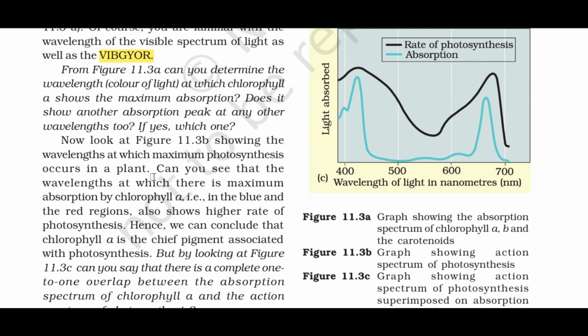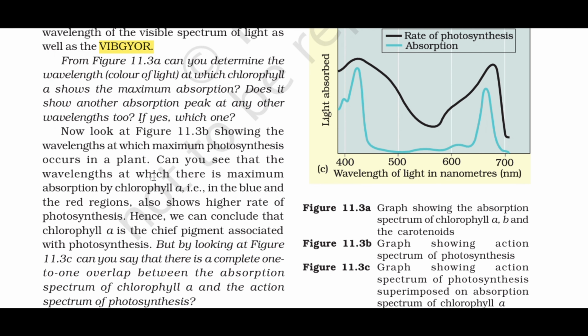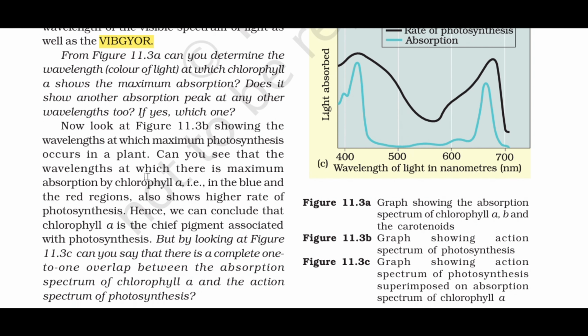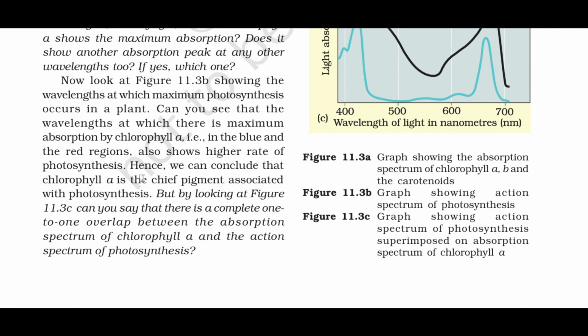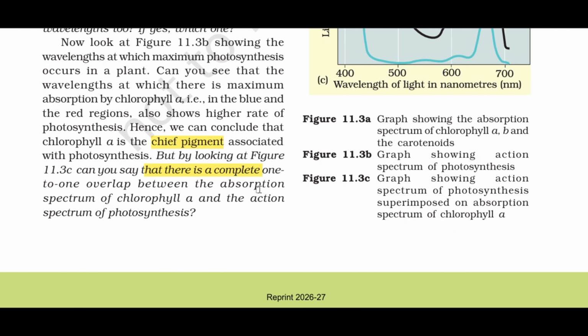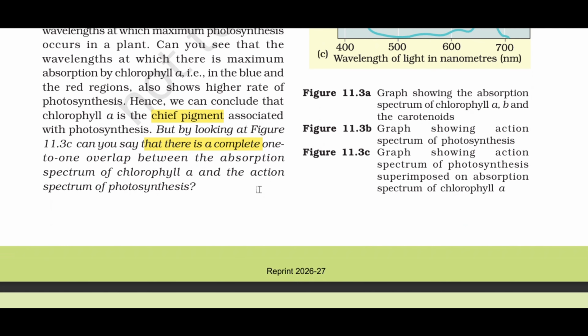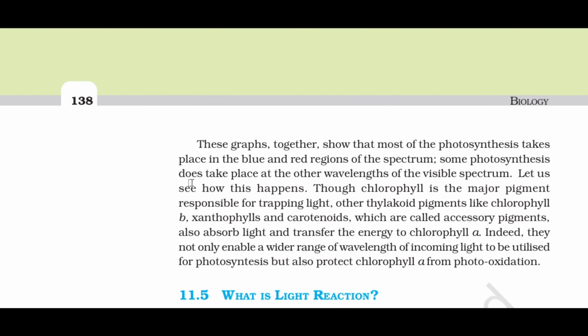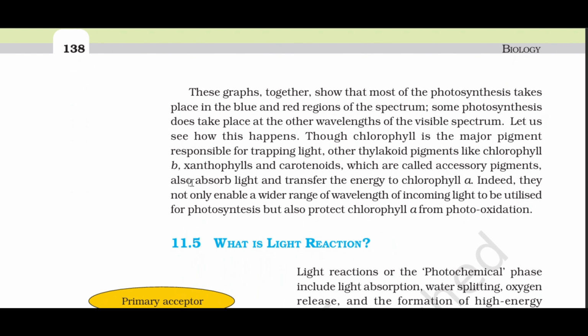Can you see that the wavelengths at which there is maximum absorption by chlorophyll A, i.e., in the blue and the red regions, also show a higher rate of photosynthesis? Hence, we can conclude that chlorophyll A is the chief pigment associated with photosynthesis. But by looking at figure 11.3c, can you say that there is a complete one-to-one overlap between the absorption spectrum of chlorophyll A and the action spectrum of photosynthesis? These graphs, together, show that most of the photosynthesis takes place in the blue and red regions of the spectrum.